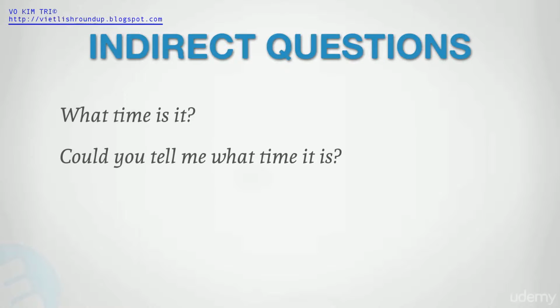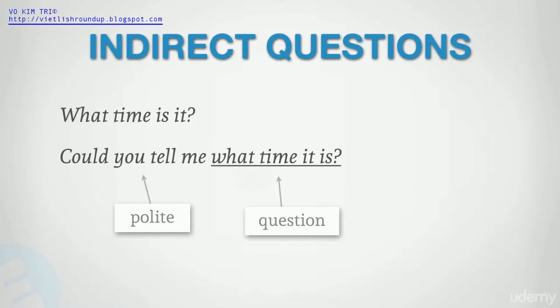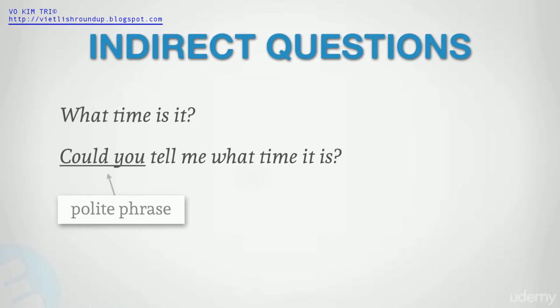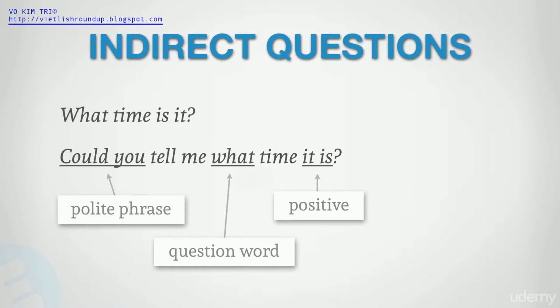If you look at the basic structure of an indirect question, you could first say that the polite part of the sentence is followed by the main question. If you then take a closer look, we actually have a polite introductory phrase, followed by a question word, and then in the second part, what looks like a positive sentence. This second part is no longer formed as a question. There is no inversion that we normally have in direct questions. "What time is it" is now "what time it is."